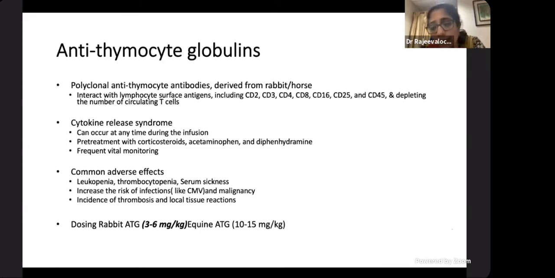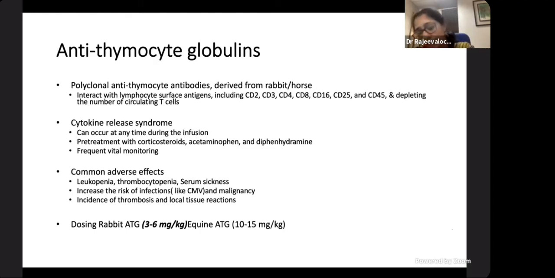Now, the dosing of rabbit ATG is around 3 to 6 milligram per kg over 3 to 5 divided doses. Now, this, I think, basically has to be interpreted according to the individual center, the individual patient, as well as the region where we are from.